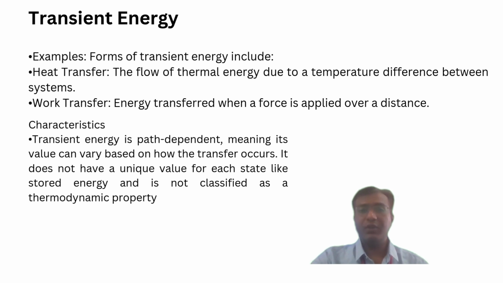Now, work transfer, often denoted by the symbol W, occurs when energy is transferred by applying a force over a distance. It represents the energy exchange with a system which interacts with its surroundings in a way that involves a force and a displacement. Work can be done on a system or by a system. When work is done on a system, energy is being added to the system. When work is done by a system, energy is removed from the system.